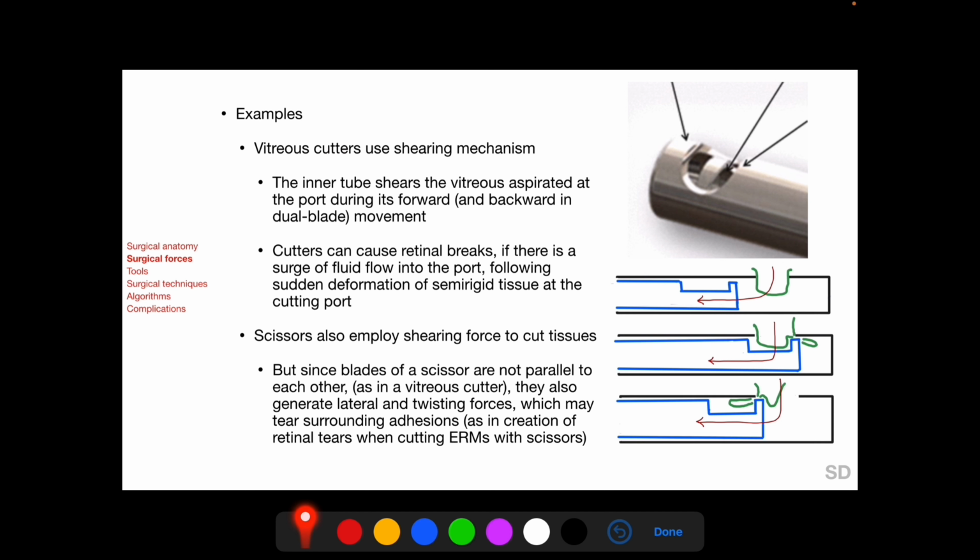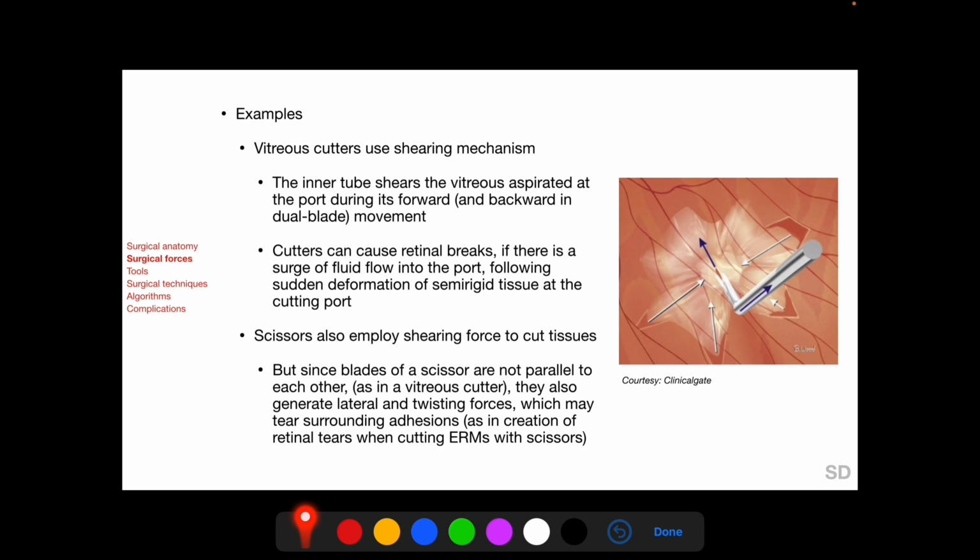In a vitreous cutter, there is an outer tube which has a port which aspirates tissue and an inner tube which moves forwards and backwards within the outer tube. The aspirated tissue is cut by shearing when these 2 edges move past each other during forward movement of the inner tube, and again when these 2 edges move past each other during backward movement of the inner tube.